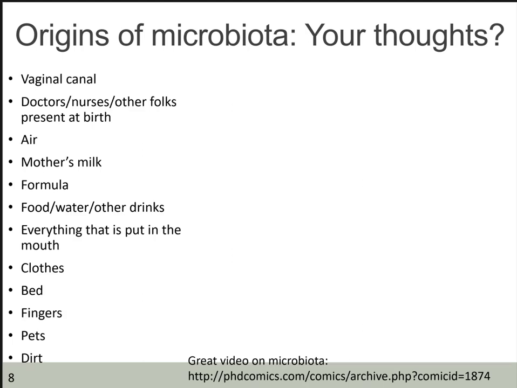The microbiota come from many different places. They come from the vaginal canal when you're being born. They come from the doctors and nurses and other folks that are present at your birth. They come from the air, they come from milk, they come from formula, food, water, anything that's put in the mouth, really. They come from your clothes and your bed that you sleep on. These are considered fomites.